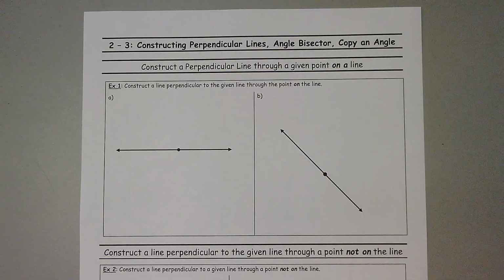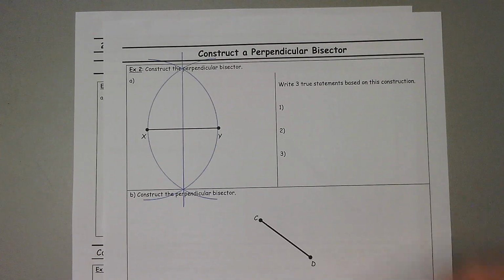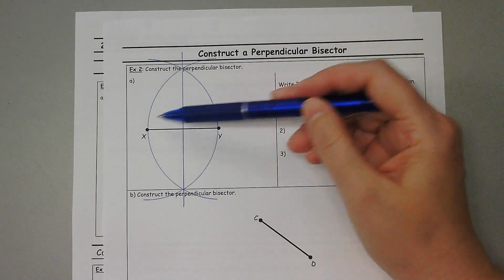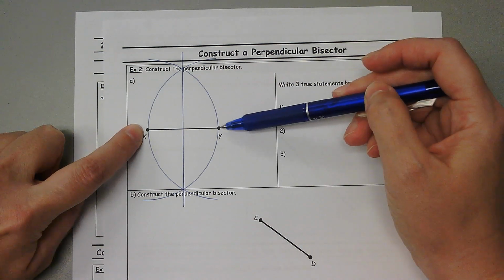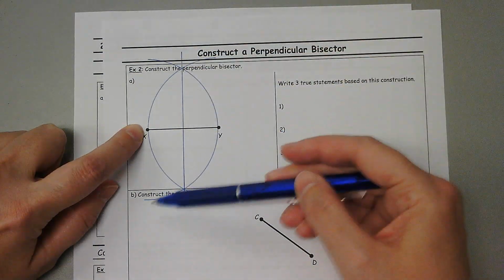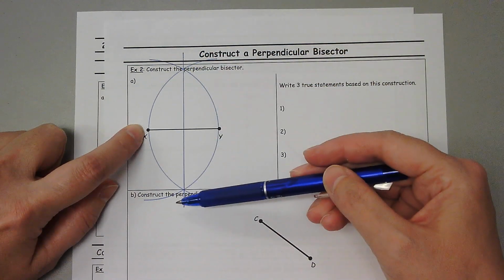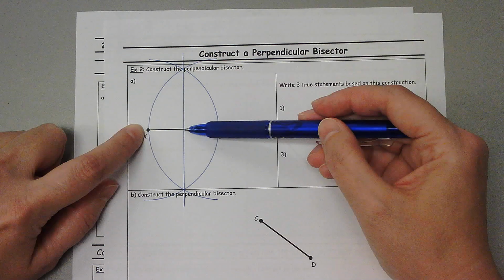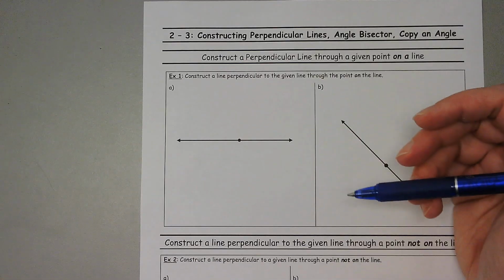So we have to remember the construction we did yesterday, or in lesson 2.2, where we found the midpoint of a line segment by using the two endpoints of that line segment and making them the centers of two congruent circles, and then we drew the line down through the intersection points to locate the midpoint. So this construction that we're doing now is very similar.